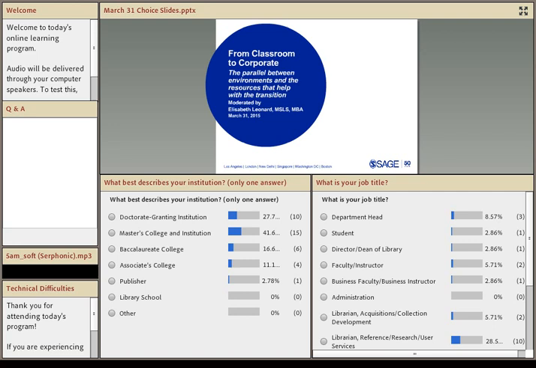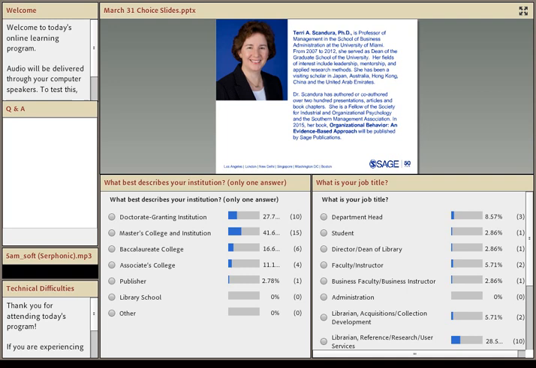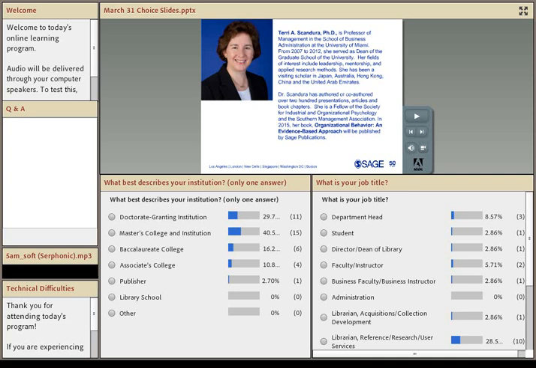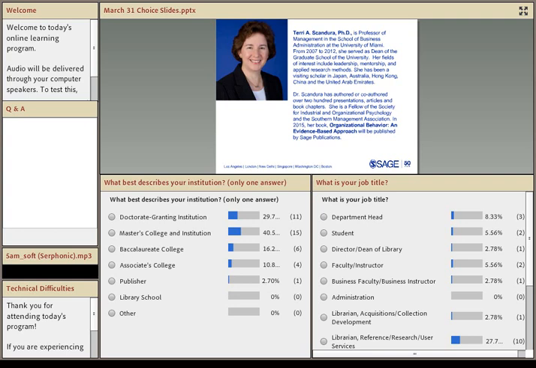Terry Scandura is a professor of management in the School of Business Administration at the University of Miami. From 2007 to 2012, she served as the dean of the Graduate School of the University. Her fields of interest include leadership, mentorship, and applied research methods. She has been a visiting scholar in Japan, Australia, Hong Kong, China, and the United Arab Emirates. Dr. Scandura has authored or co-authored over 200 presentations, articles, and book chapters. She is a fellow of the Society for Industrial and Organizational Psychology and the Southern Management Association. Her latest publication will be released later this year, a book titled Organizational Behavior: An Evidence-Based Approach.